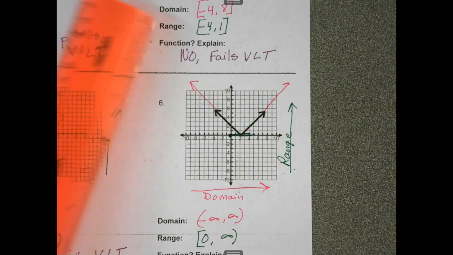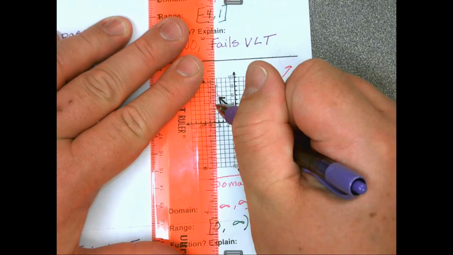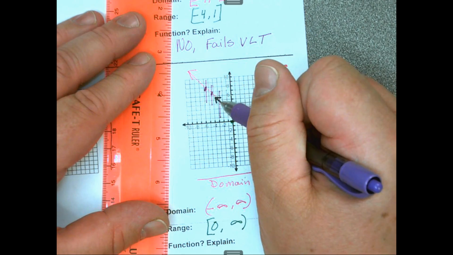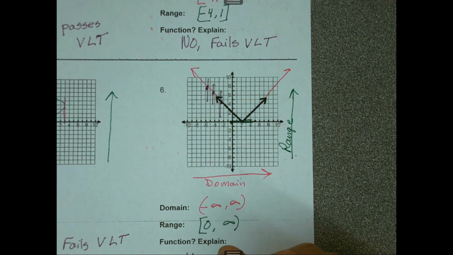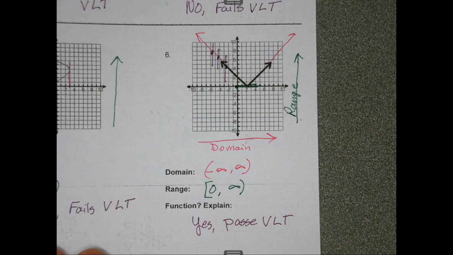Is it a function? Yep. It only intersects at one point. And that's it for 2.1.